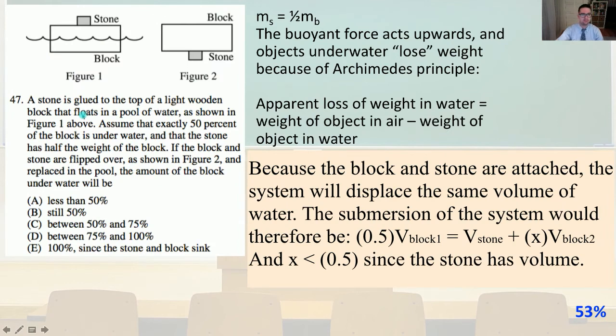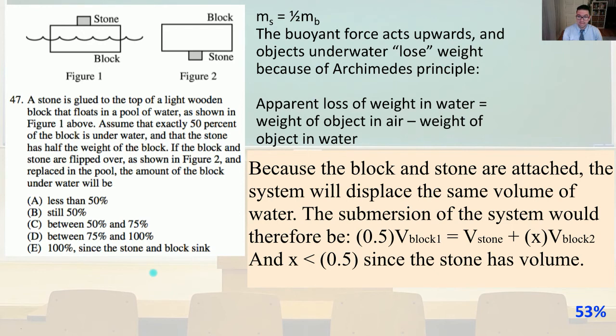47. A stone is glued to the top of a light wooden block that floats in a pool of water as shown in figure 1 above. Assume that exactly 50% of the block is underwater and that the stone has half the weight of the block. If the block and the stone are flipped over, as shown in figure 2, and replaced in the pool, the amount of the block underwater will be... So the mass of the stone equals 1/2 the mass of the block.